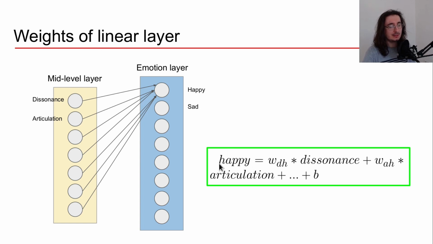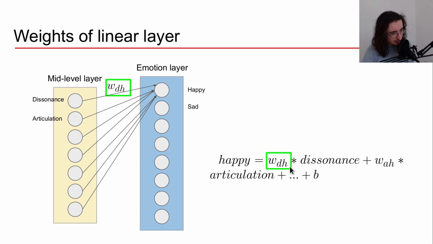In order to get the value for happy, we do a linear combination of the weights between each input neuron and the happy output neuron, multiplied by the value of the input neurons. So the first thing we do is take the weight between dissonance and happy, and we multiply that by dissonance. Then we add the multiplication of the weight between articulation and happy by the value of articulation. And then we have this B value here, which is just a bias value.